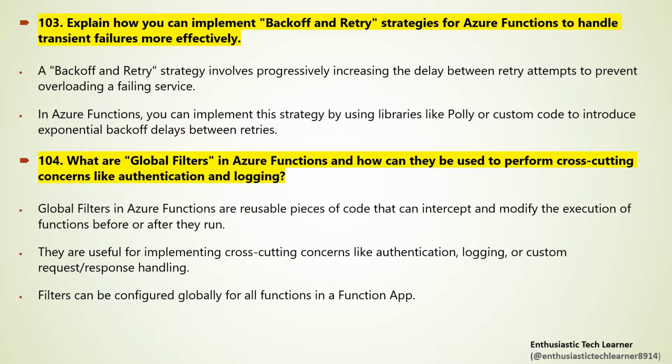What are global filters in Azure Functions and how can they be used to perform cross-cutting concerns like authentication and logging? Global filters in Azure Functions are reusable pieces of code that can intercept and modify the execution of functions before or after they run. They are useful for implementing cross-cutting concerns like authentication, logging, or custom request/response handling. Filters can be configured globally for all functions in a function app.